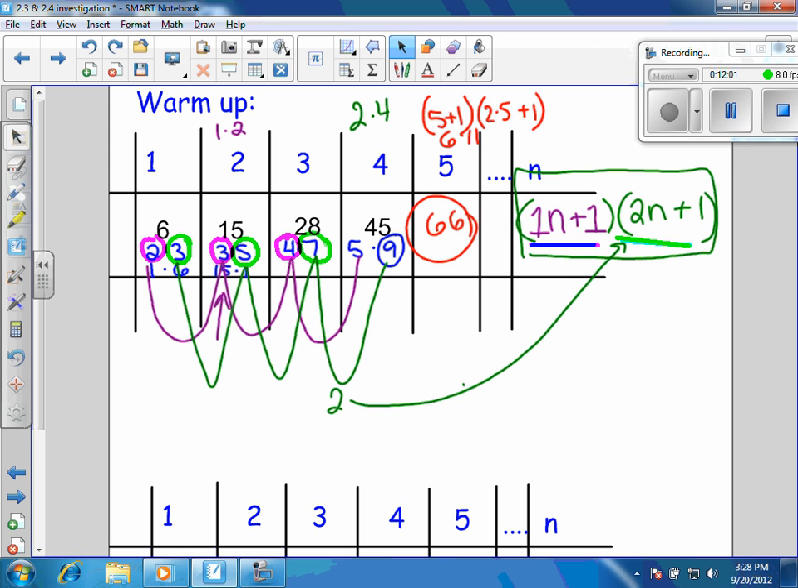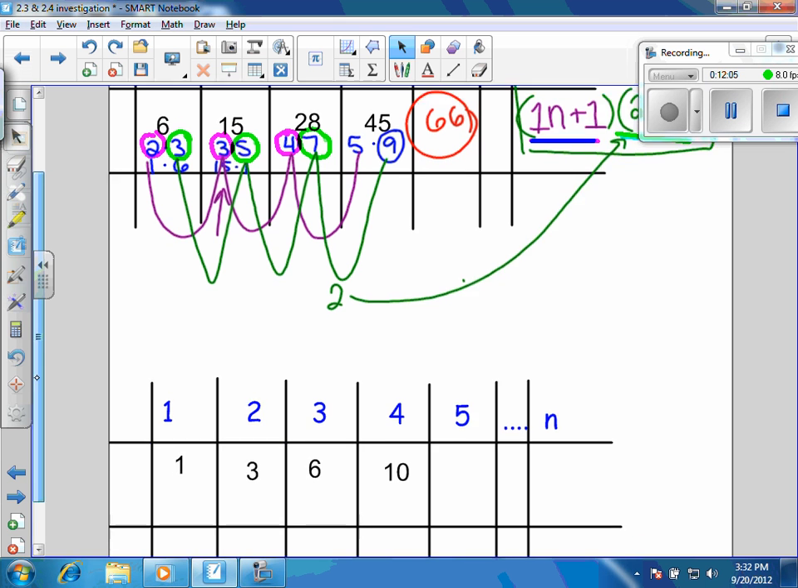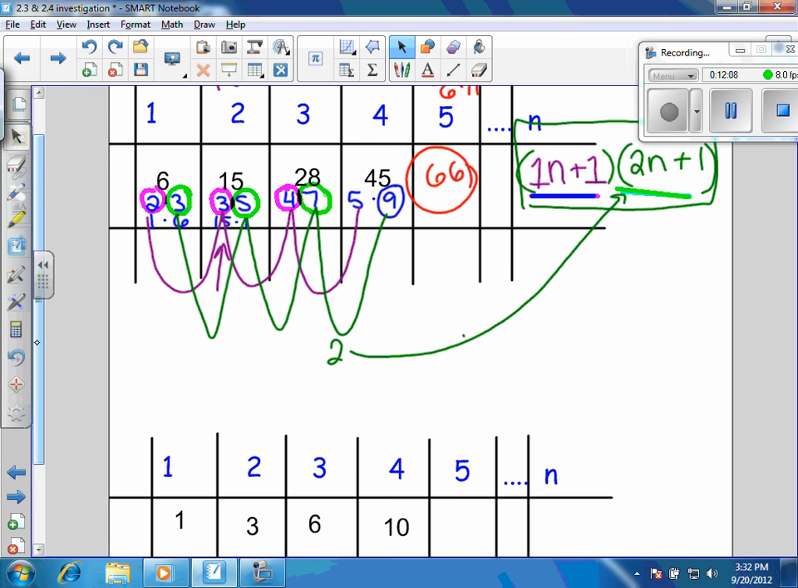Okay. Wait till we have to do this for every one. Let's try another one. That's not a great one to try. Let me make one up here.